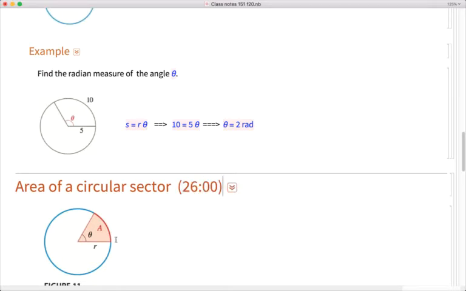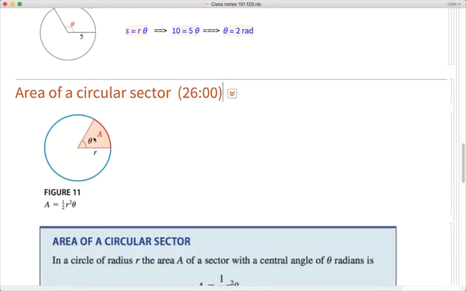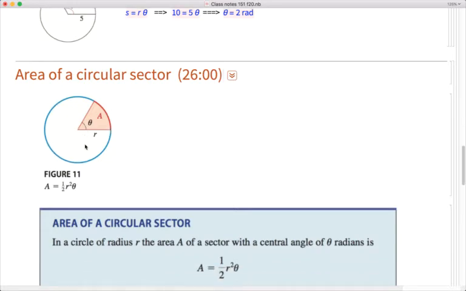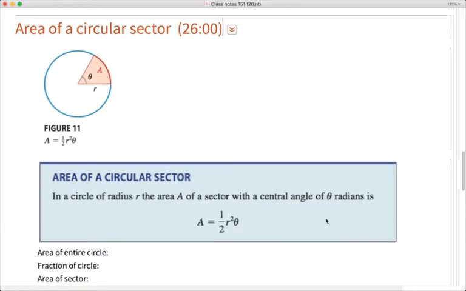Okay, so we talked about measuring the length of the arc subtended by an angle, and now we're going to look at measuring the area of the sector. So we want to know how much pizza we get to eat, how many square inches of pizza this slice is made up of. The formula for the area of this slice will be 1/2 r squared theta. It's here in the great big blue box as well.